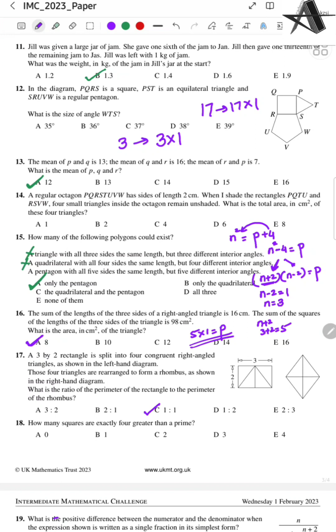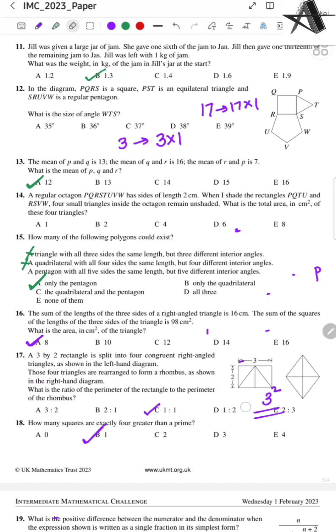If I solve this, I'll get to know that there is only one such prime number. We can check 5: when I add 4 to it, I'll get 9. 9 is a square number, which is the square of 3. So only one such number is possible, which is 5. So how many are possible? Just one, option B. Moving on to the next question.